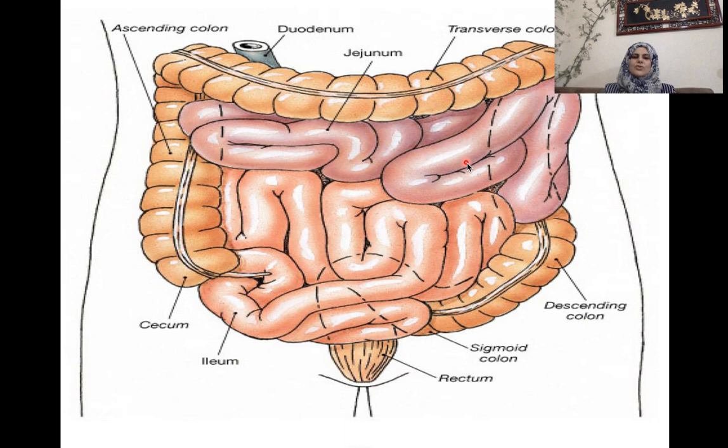Sympathetic is responsible for sphincter constriction, motor to the sphincters and inhibitory to peristalsis, while peristaltic movement is by the parasympathetic, along with relaxation of the sphincters.